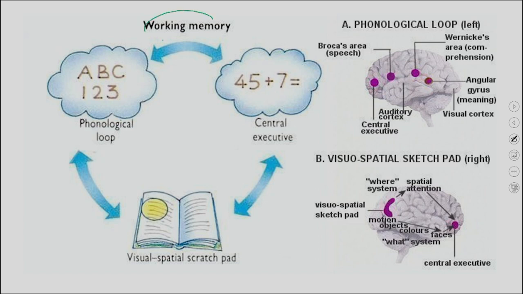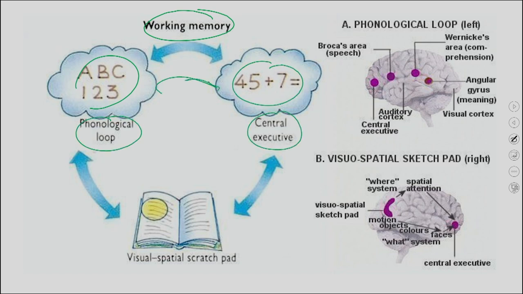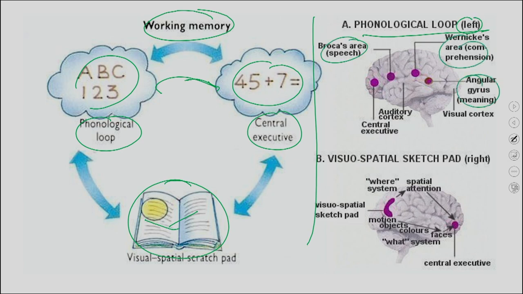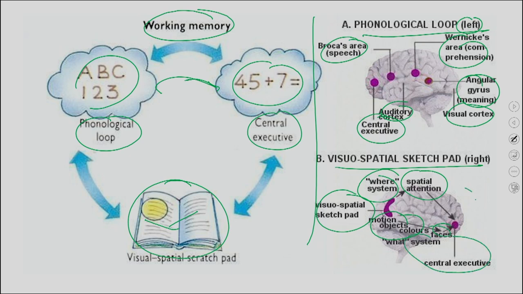And so, if you look at working memory, ABC 1, 2, 3, this is the phonological loop, then 45 plus 7 equals, this is the central executive. This is the phonological loop, this is the visual sketchpad, so all visual and spatial relations. And if you look at the brain areas, the phonological loop is in the left hemisphere: Broca's area, speech area, Wernicke's area, angular gyrus, visual cortex, auditory cortex, and the central executive. The visuospatial sketchpad is in the right hemisphere, the where system: spatial information, visual information, motion, object, color, faces, all these systems compose the visuospatial sketchpad.